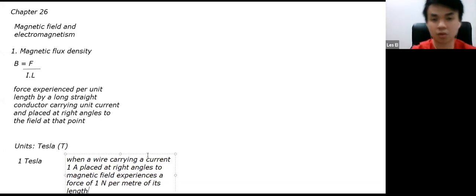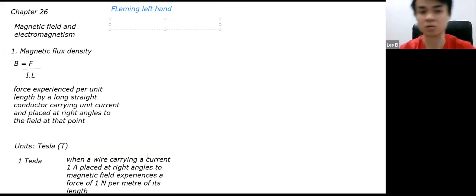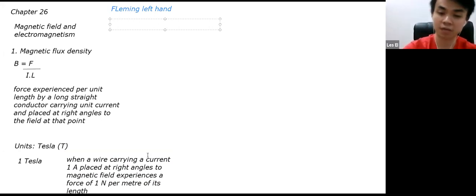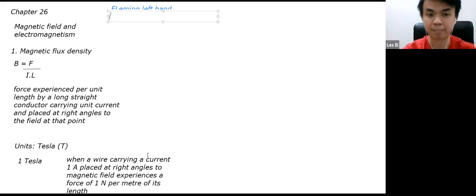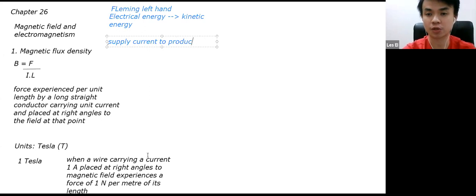So for those who did not take IGCSE, this one is about Fleming's left hand rule. Well, it can actually be left hand or right hand. There are two discussions, but now we are at the Fleming left hand rule. In short, Fleming's left hand rule is changing electrical energy into kinetic energy, which means you need to supply current to produce motion.